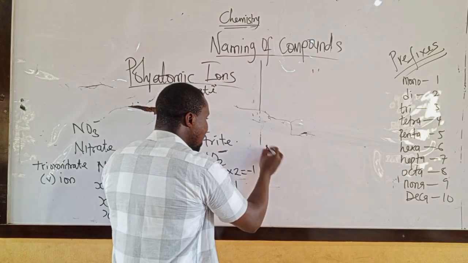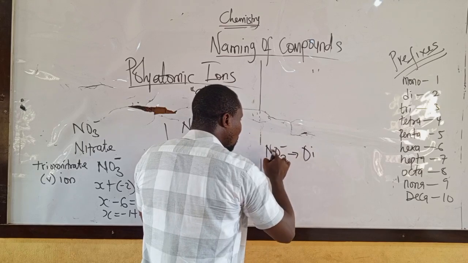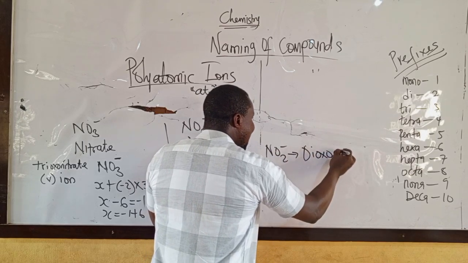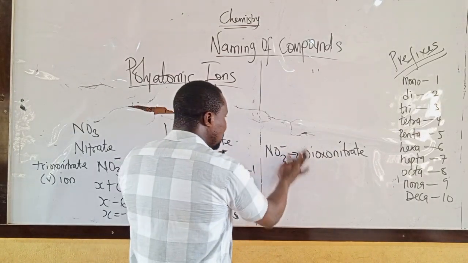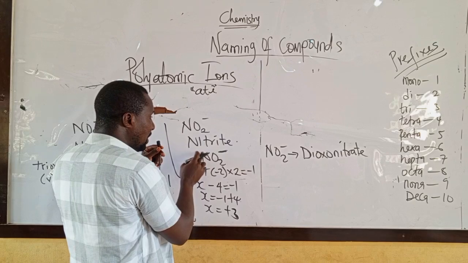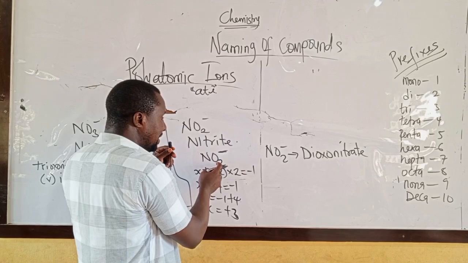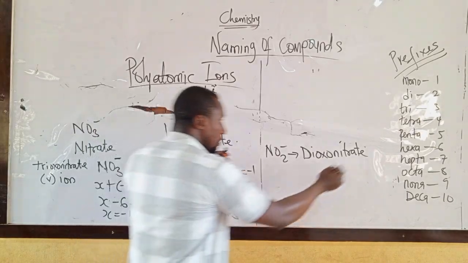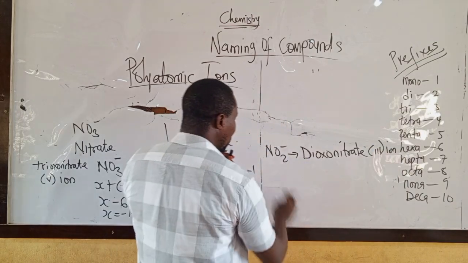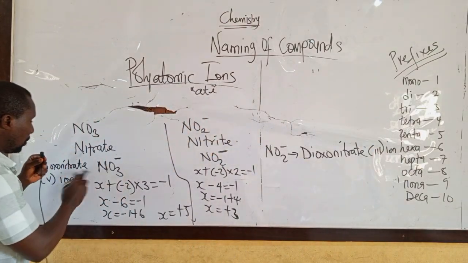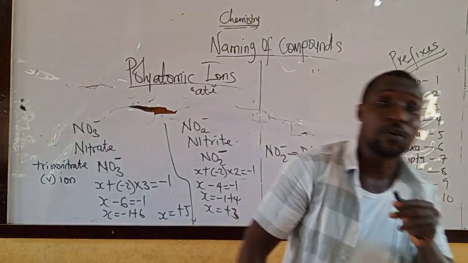That is the name of this ion. For this one, NO2 minus, it should be what? 2 is what? Dioxo, nitrogen, nitrate, it should be ATE. But if I don't want to use prefix, I will say nitrite. But if I want to use prefix, I will say dioxonitrate(III), in Roman figure, the ion. Can you see? Dioxonitrate(III) ion is NO2 minus. Trioxonitrate(V) ion is what? NO3 minus. And we can use this one to write chemical compounds.